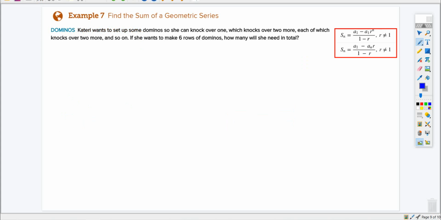Okay, let's continue with example 7. By the way, we skipped this thing here. This is called sigma. This means sum of terms. We are not going to talk about this one. This is a totally different concept.